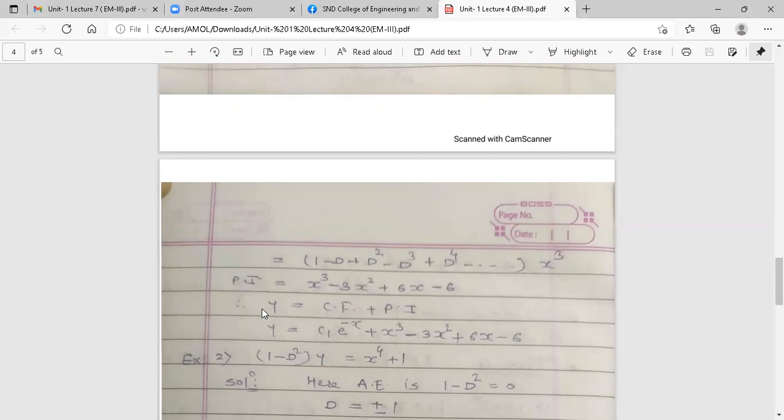And so the general solution is y equal to CF plus PI. You just add the complementary function and the particular integral, and you will get the general solution.